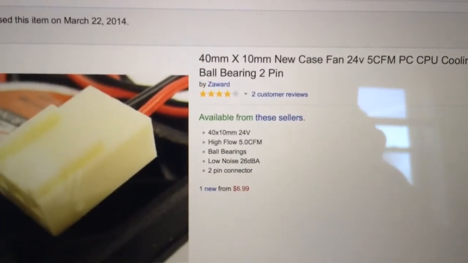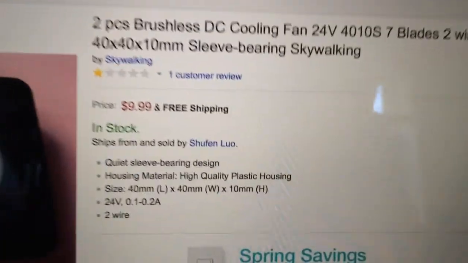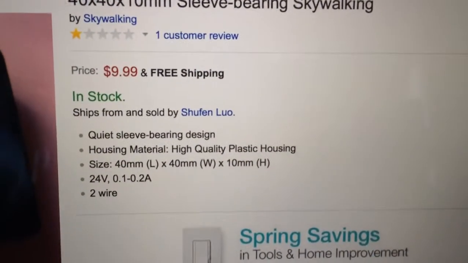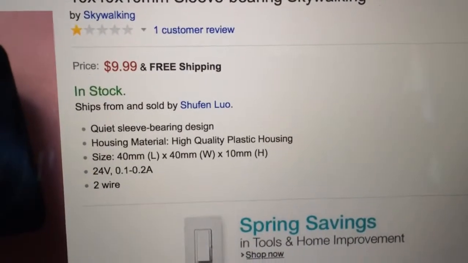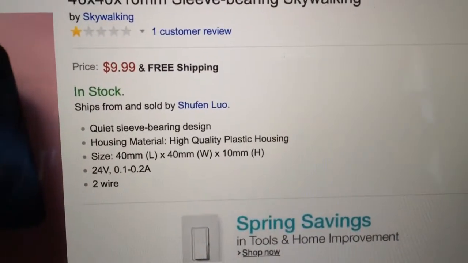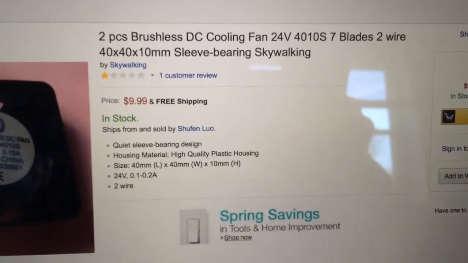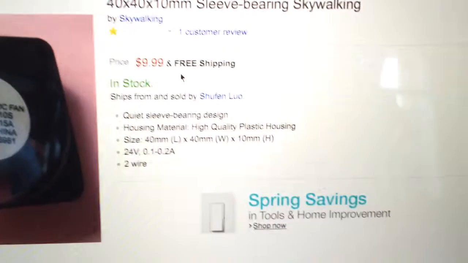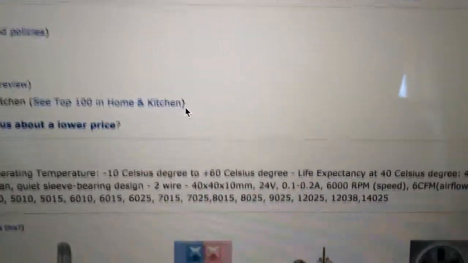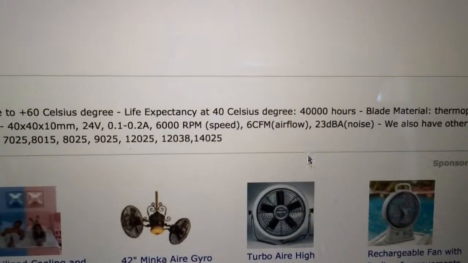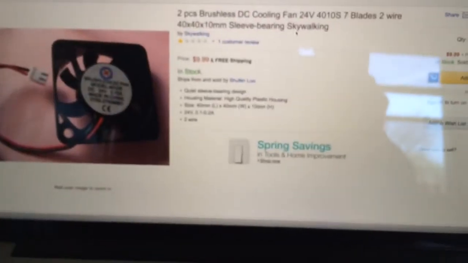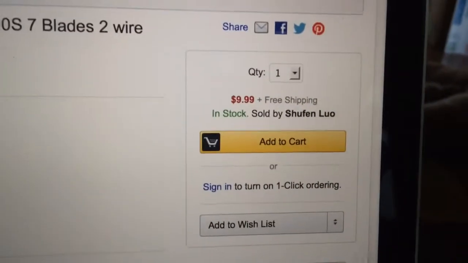The other one I tried was this one from Shofin Lu, and it's also the same. It'll take 0.1 to 0.2 amperage, 24 volts, and this is a 6 CFM. And these guys claim that the noise rating is 23 decibels. So the object was to find a fan compatible with the MakerBot Replicator printer that was quieter. And this one went for $10.